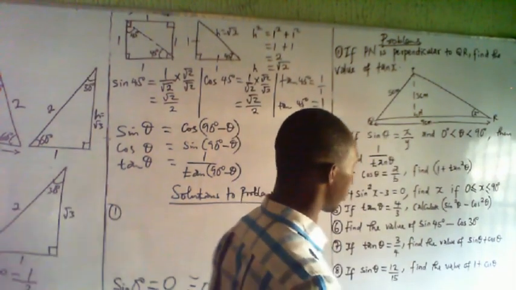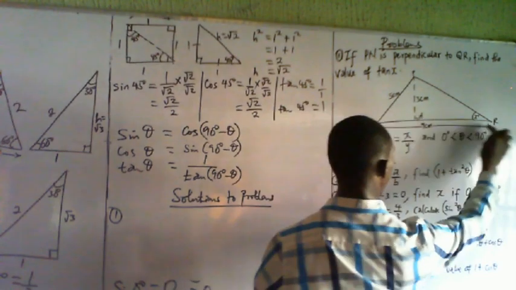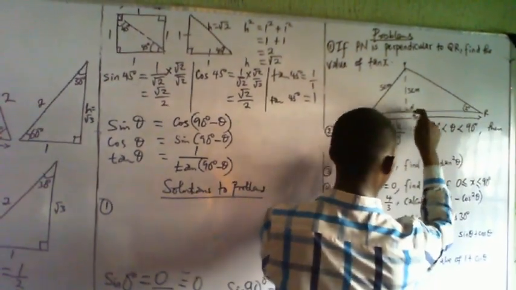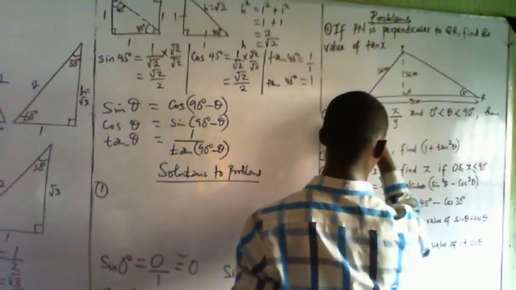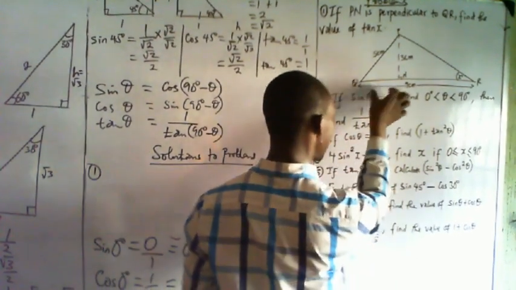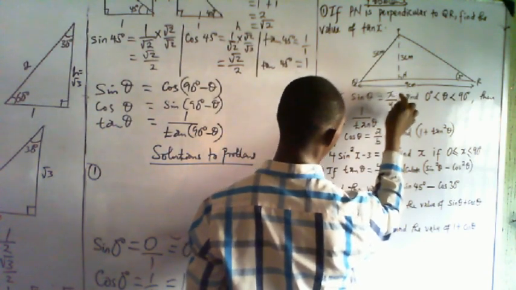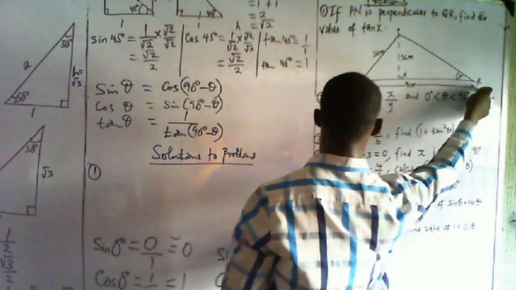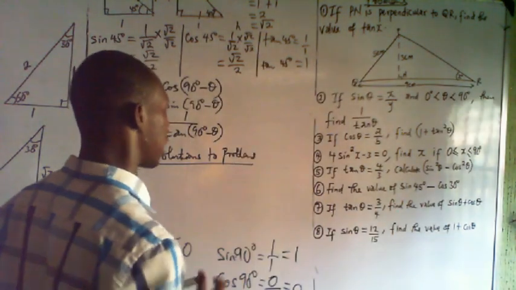Tan x. What is tan x? Opposite over adjacent. But we don't know the value from N to R, but we know from Q to R. So what we are to do here is to get the value of QN, subtract it from QR. That will now give us NR. From that we can find tan x.